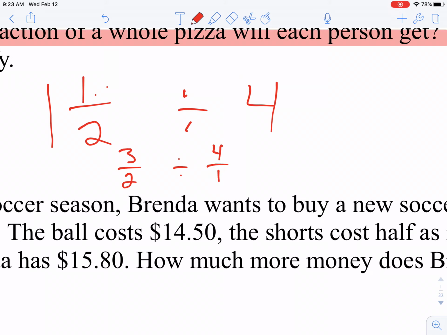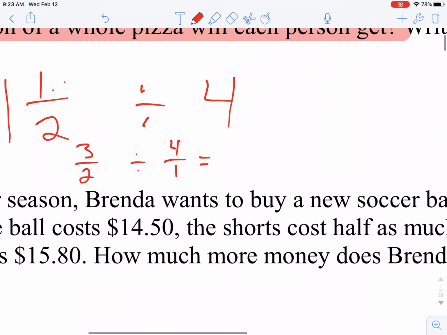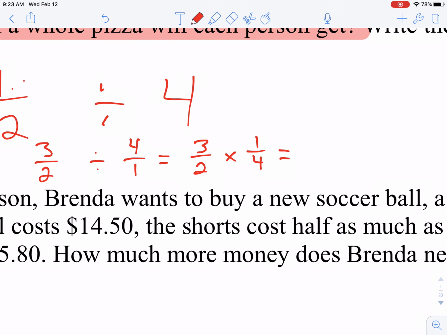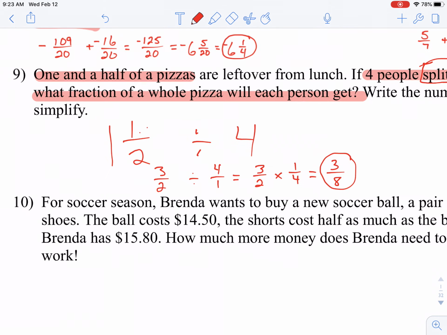And think back to probably 6th grade where you did keep, change, flip. So you're going to keep the first fraction, you're going to change it to multiplication, and you're going to flip the second fraction. And so then you just multiply straight across. 3 times 1 is 3. 2 times 4 is 8. And each person is going to get 3/8 of the pizza.